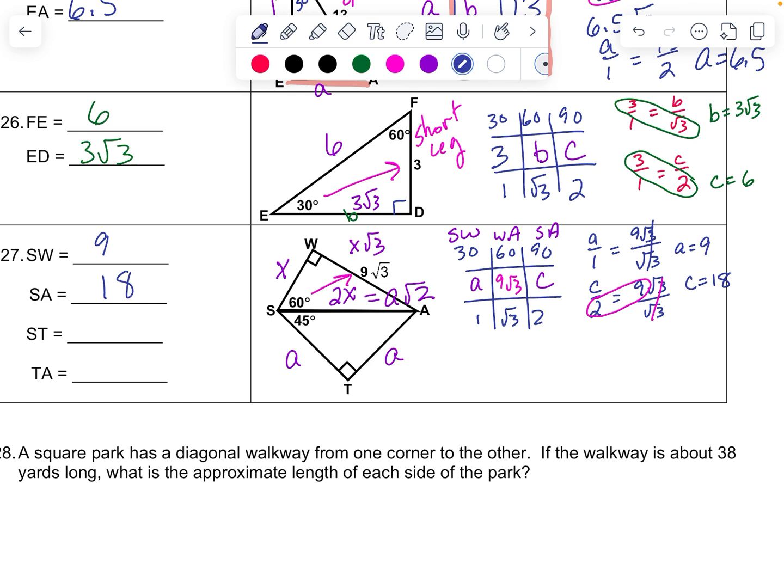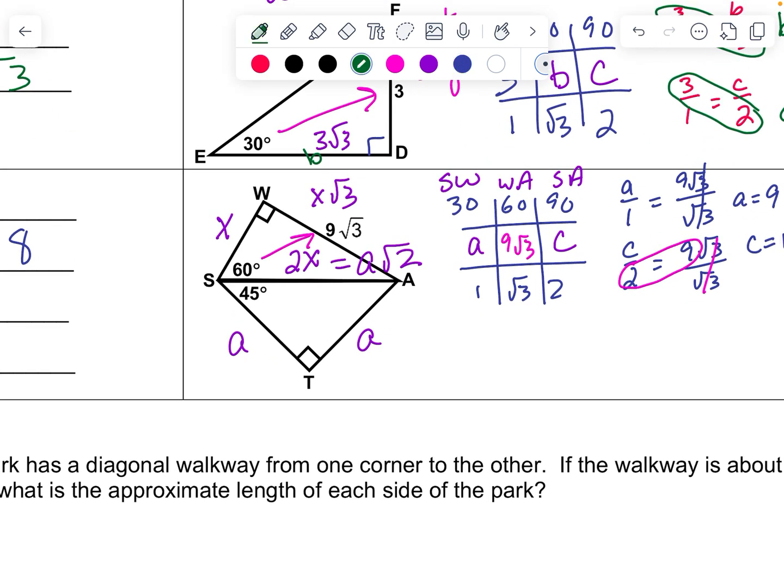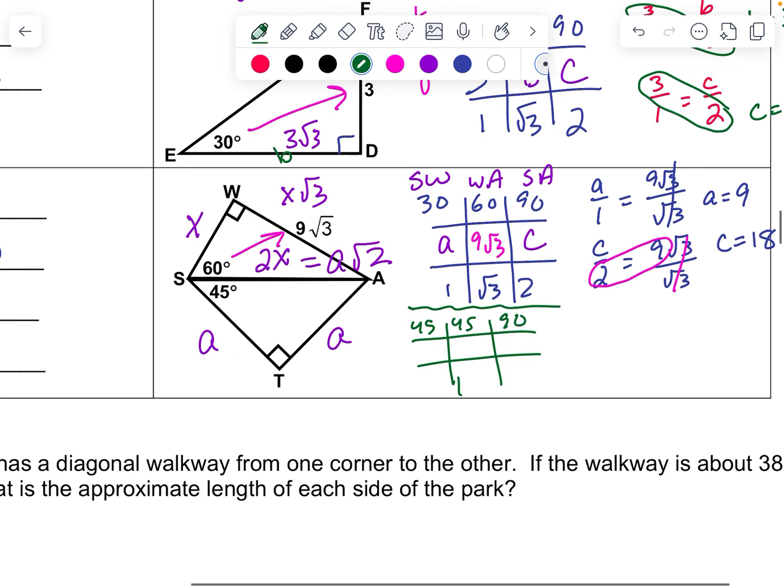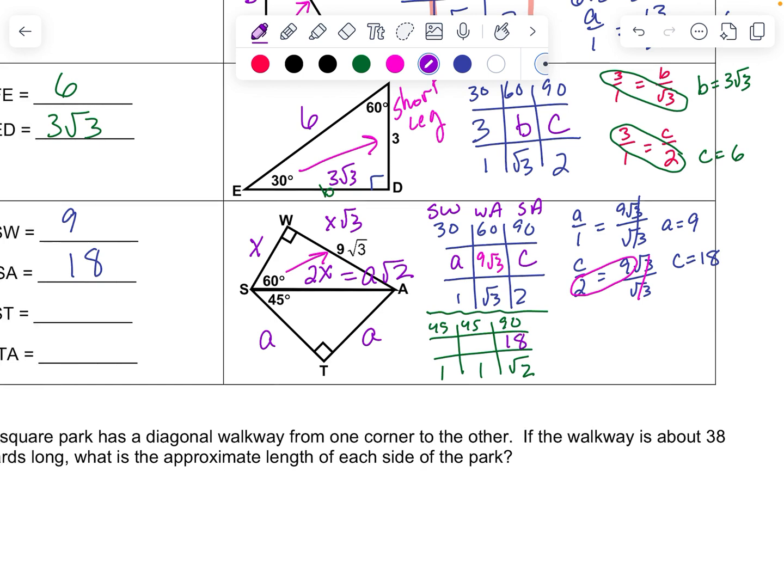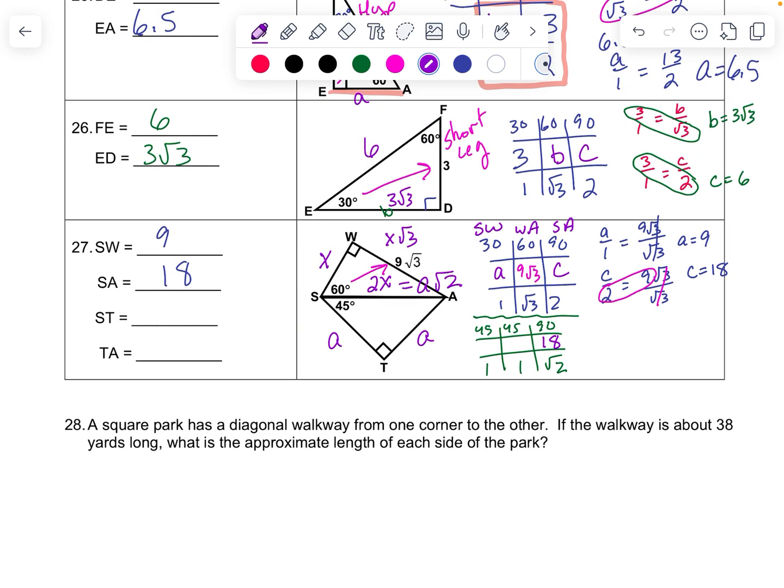Okay, we're now going to use that 18 on our 45, 45, 90 triangle. So now I'm starting on the second triangle. It's a 45, 45, 90. I know the hypotenuse. And I have that 1, 1, square root 2. Hypotenuse was my long leg, so it is 18. All right, we can use X for our 2 legs. Or actually, we're not using X. We're using A. I have my 2 legs. Let's use the letter A for them.